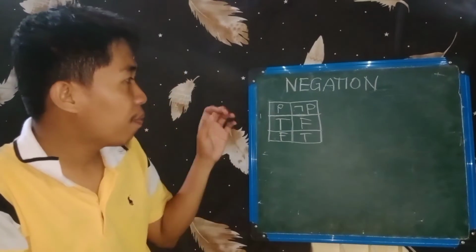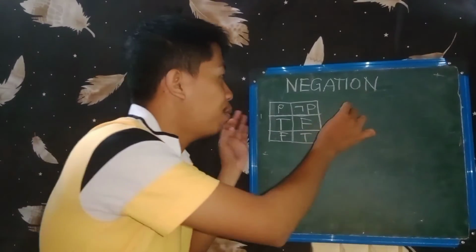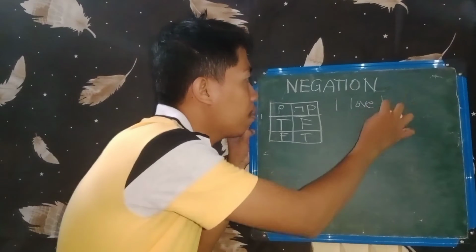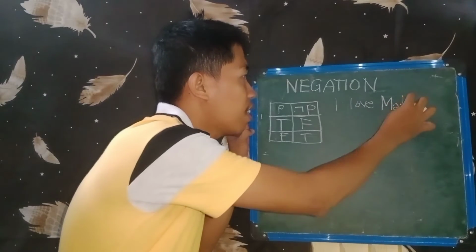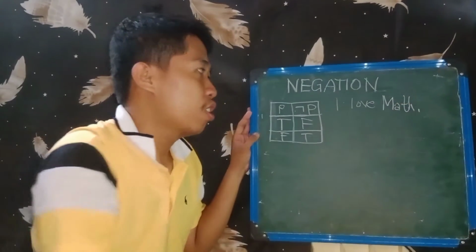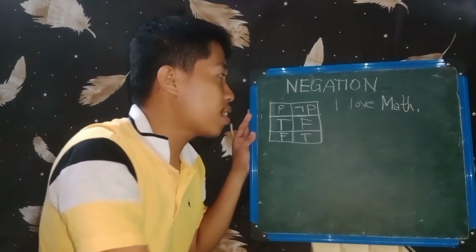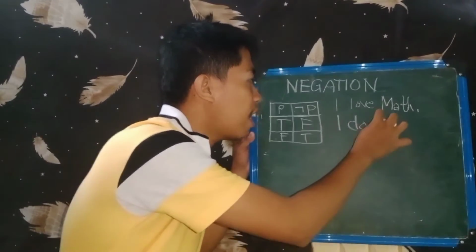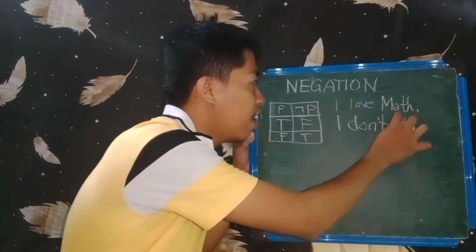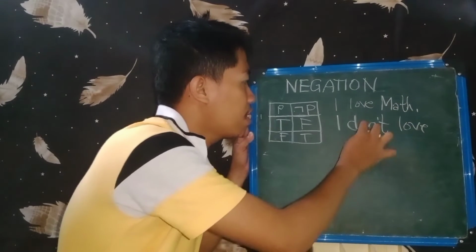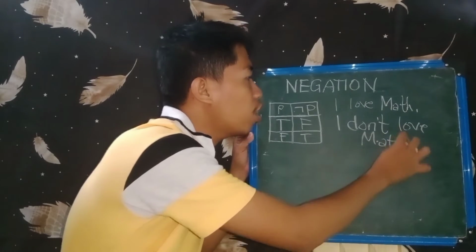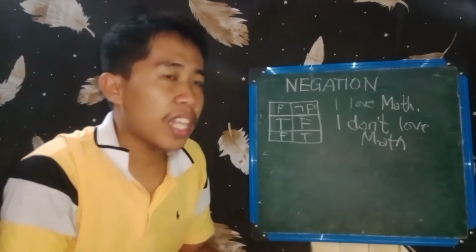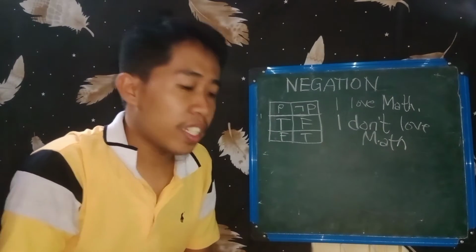Say for example, we have the statement "I love math." How do we negate this one? We will just say "I do not love math," or "I don't love math." Or it could also be "It is not the case that I love math." That's how you negate a certain statement.